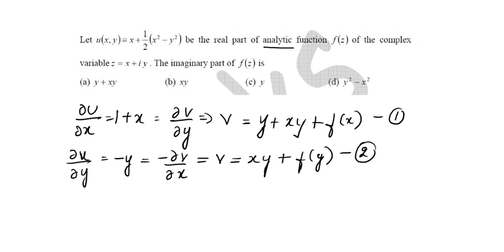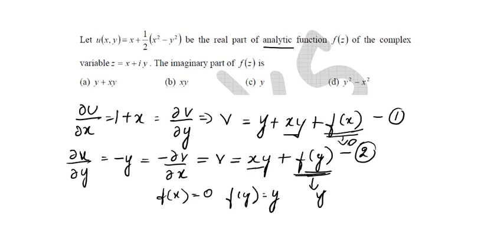So now equate equation 2 and 1, because these two indicate the imaginary part. If we equate, xy is the same in both cases and y is absent in 2. So instead of f of y, we can put y. Instead of f of x, if we equate 1 and 2, we can find that it should be 0. So f of x should be 0 and f of y should be y. So what we get for the imaginary part, v of x, y, is xy plus y.